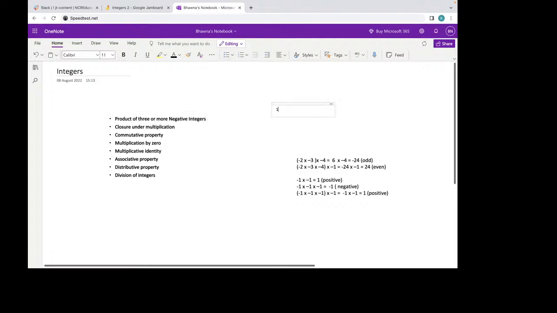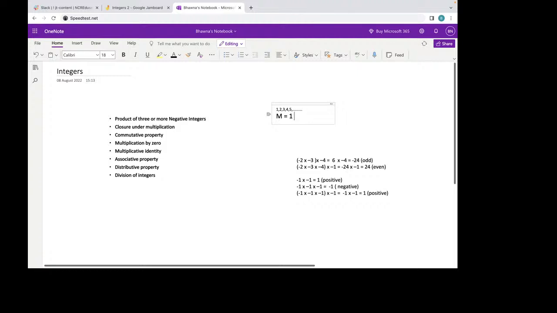Natural numbers are 1, 2, 3, 4, 5 and so on. So 2m, let's say m is equal to 1.